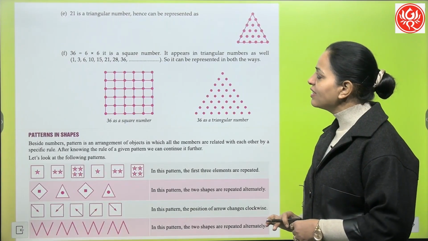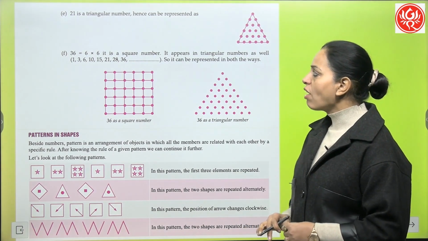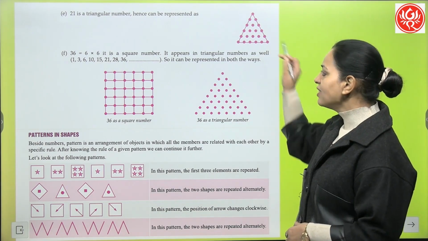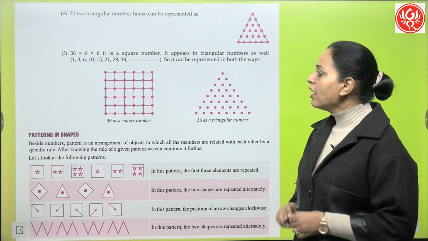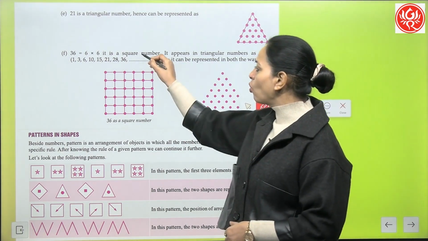Now the next is E part, 21. 21 is a triangular number. Hence it can be represented as a triangle. Okay. Now F part, 36. 6 into 6. It is a square number.